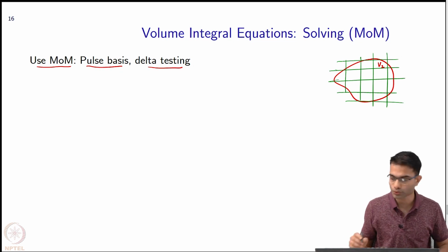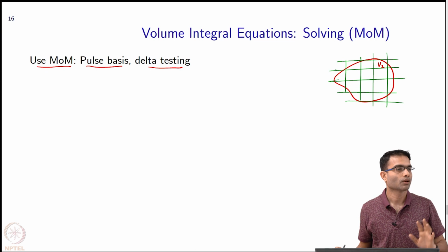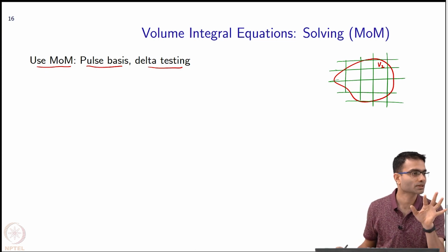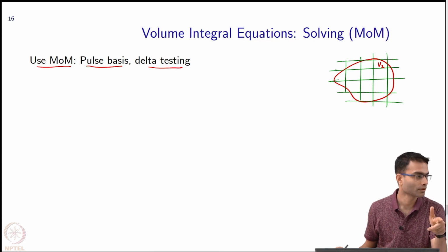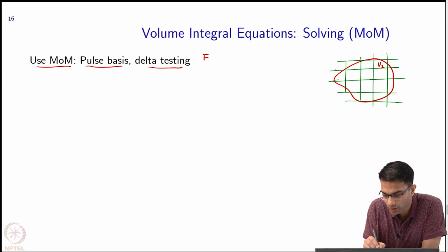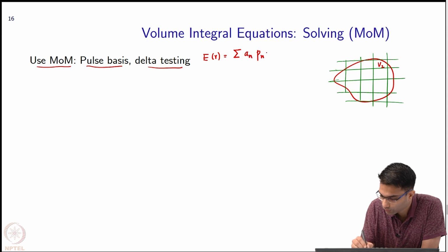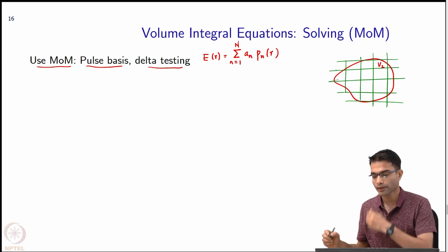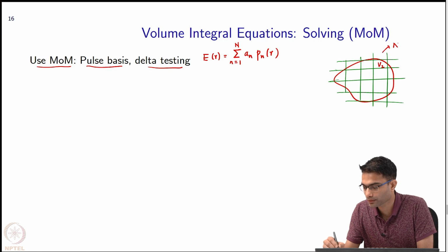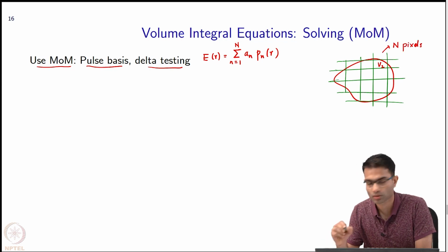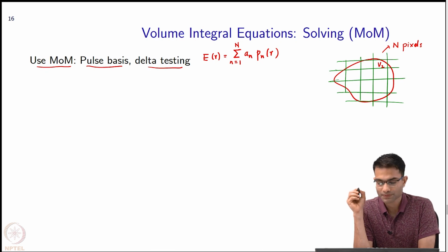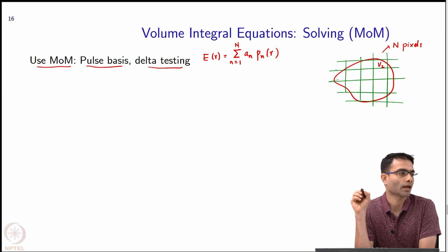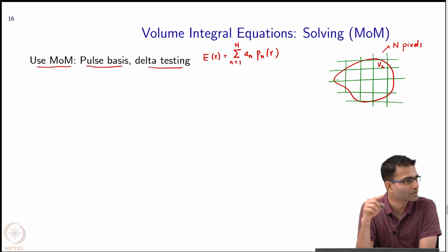So, having shown you the grid over here, pulse basis means whatever is the variable of interest is expressed in the pulse basis function. So, what is the variable? Electric field inside V2, right. So, I will write E(r). What have I said? I have divided this domain into capital N pixels, and this pulse basis function is 1 in the nth pulse and 0 everywhere else, right.